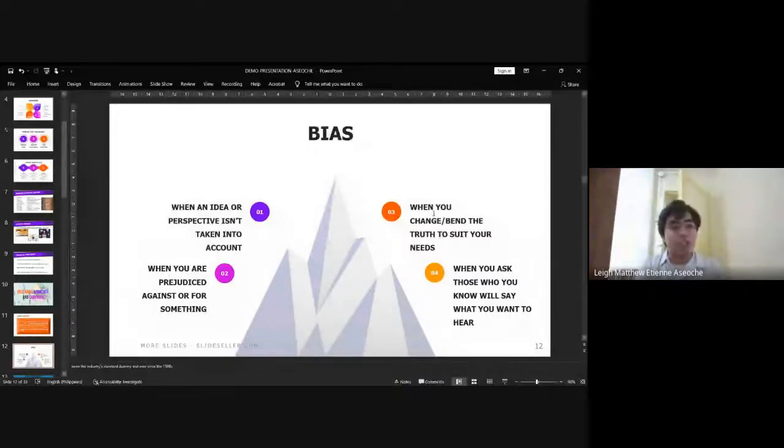Third is when you change or bend the truth to suit your needs. Take for example, you come across a study that says only few students are in favor of extracurricular activities. When you change or bend the truth in that study, you say that many students, according to this study, are in favor of extracurricular activities. That's bias, when you're changing the truth to suit what you want.